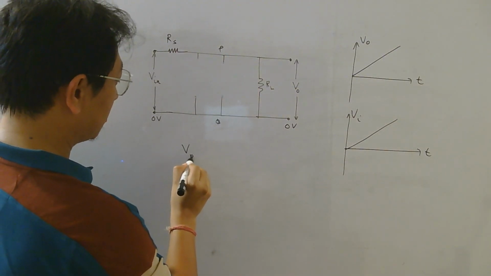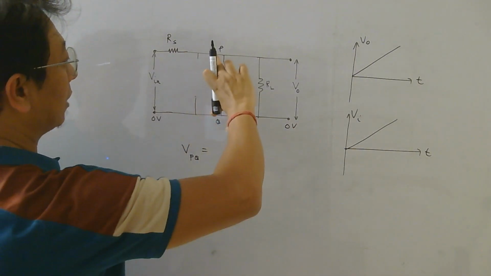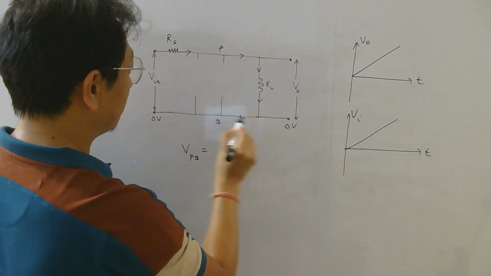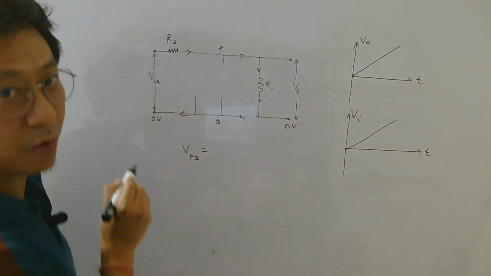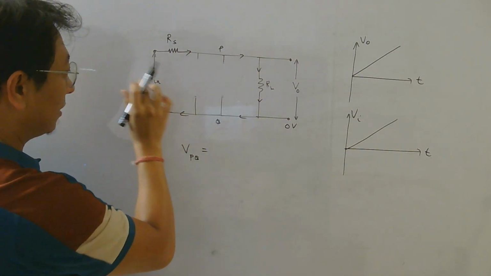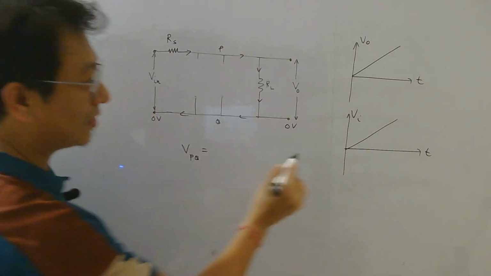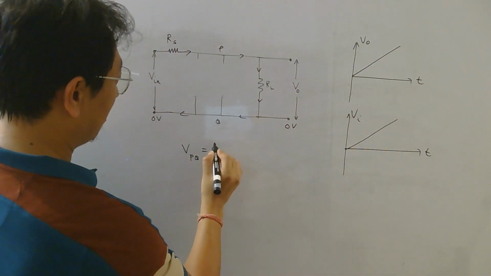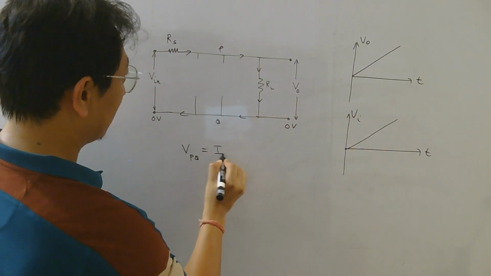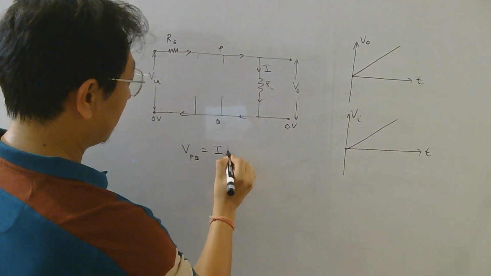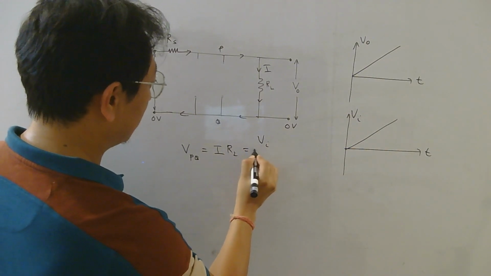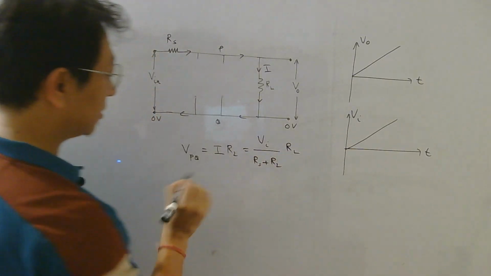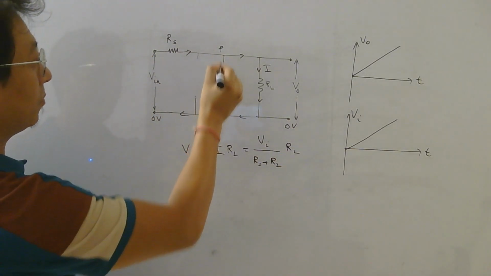So voltage across P and Q will be what? Well, that voltage will be same as this voltage, right? Some current I will flow like this, isn't it? And this is input voltage, so you have to assume some battery here, but that voltage should increase linearly, okay? So what will be the voltage here? That will be equal to I into RL, and I will be V input by RS plus RL, isn't it? So this is the voltage between P and Q.